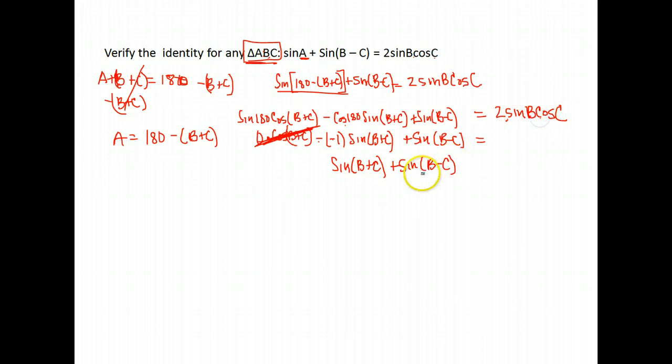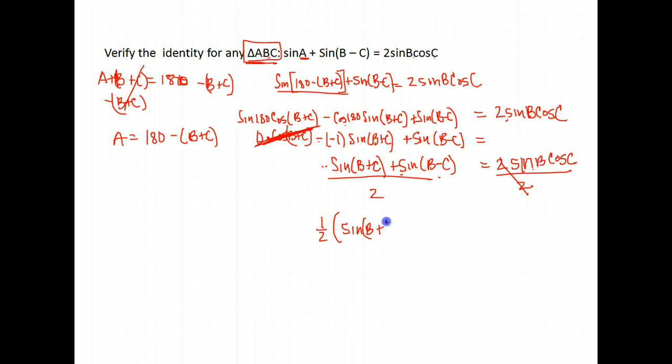Now, remember we had our product to sum identities, right? So now we're down to 2 sine B cosine C. Well, remember our product to sum identities have a 1/2 there. So what if we divided both sides by 2? Then we would have 1/2 of sine B plus C plus sine B minus C equals sine B cosine C. Is that one of our identities?